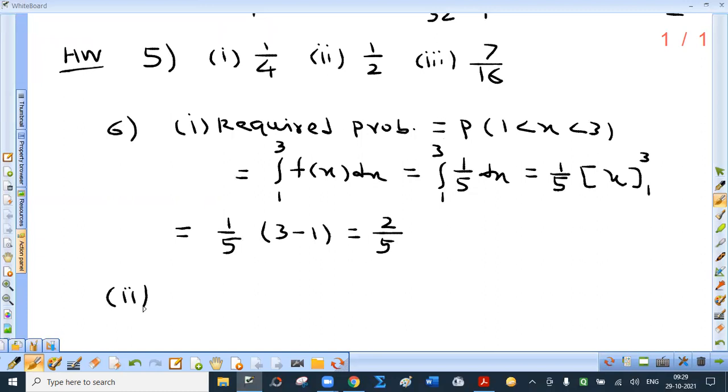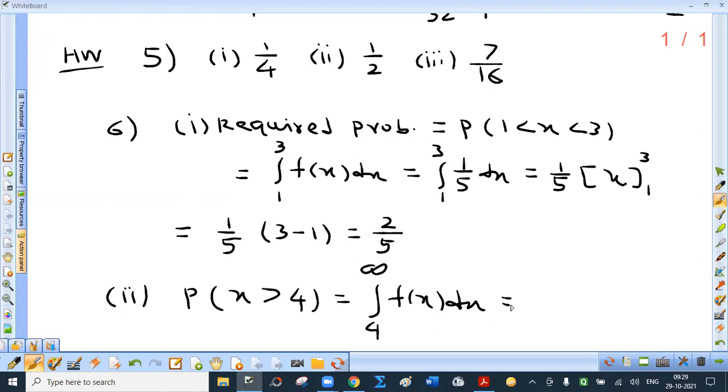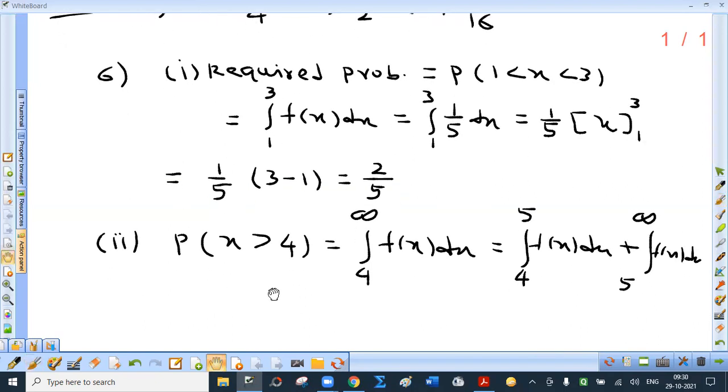What is the second part? That the waiting time is more than 4 minutes. So p of x greater than, I'm sorry, more than 4 minutes, so I should say x greater than 4. Means actually the integral from 4 to infinity of f(x) dx. That is the integral from 4 to 5 plus the integral from 5 to infinity. Now you may say, can we just write the integral from 4 to 5? Yes, you can. But it is better if you add one more step.